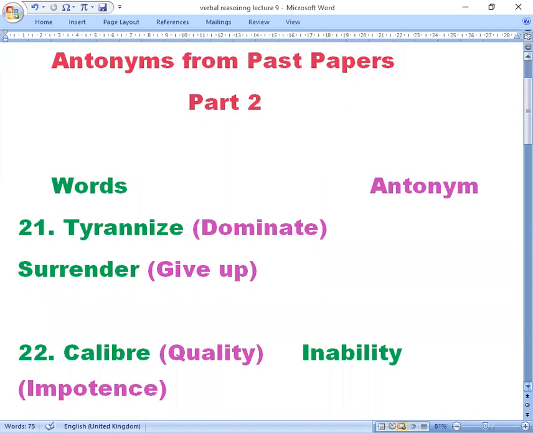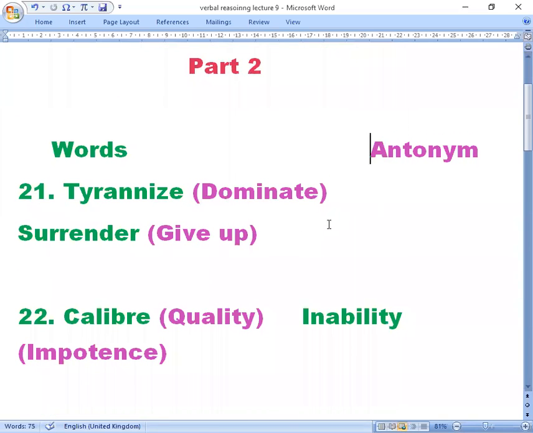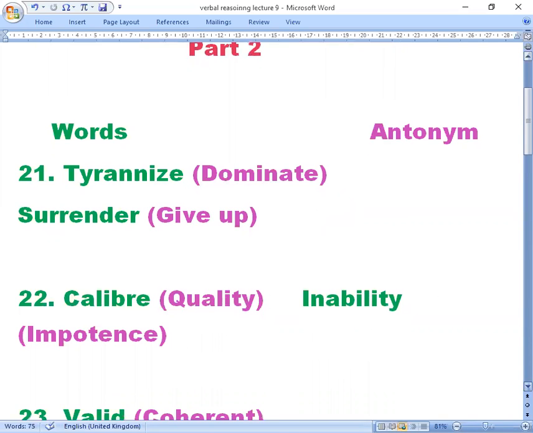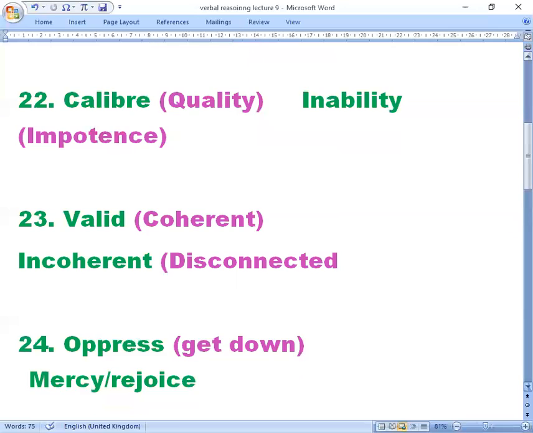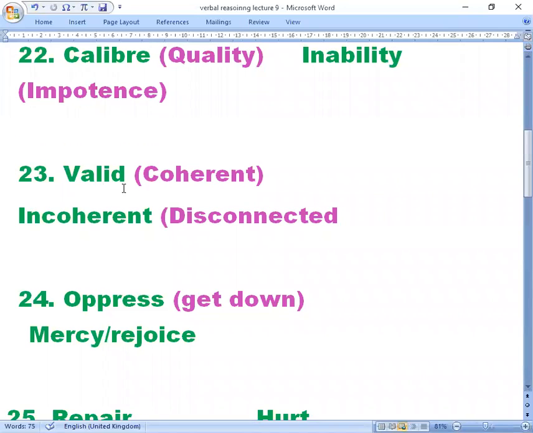First word is tyrannized or dominant, and the antonym of this word is surrender or give up. Next word is caliber, that means quality, and the antonym is inability or impotence. Next word is valid, that means coherent, and the possible antonym is incoherent or disconnected.